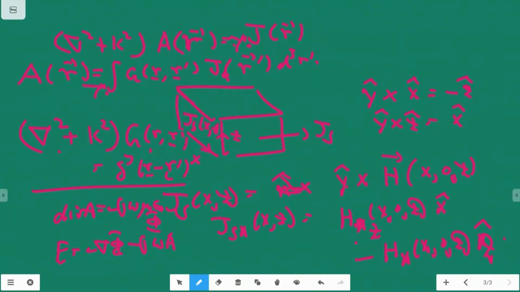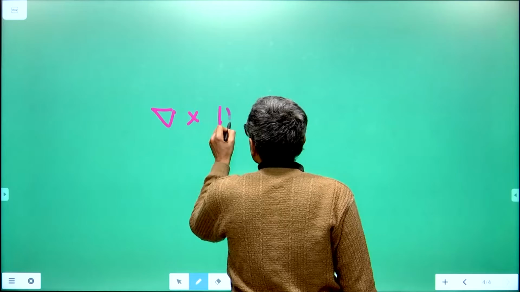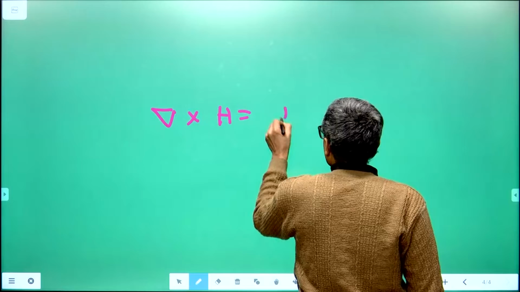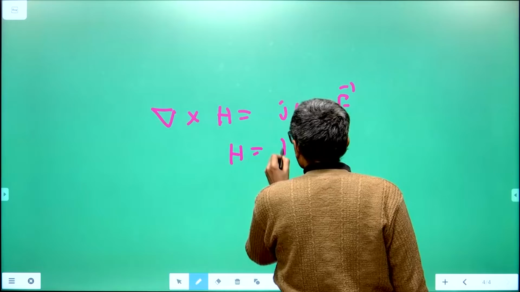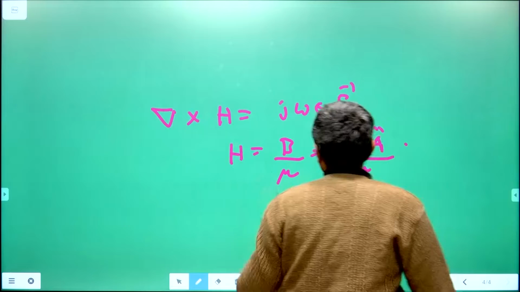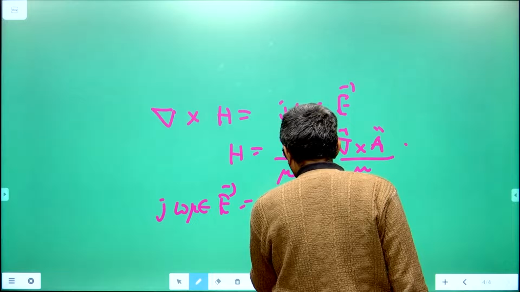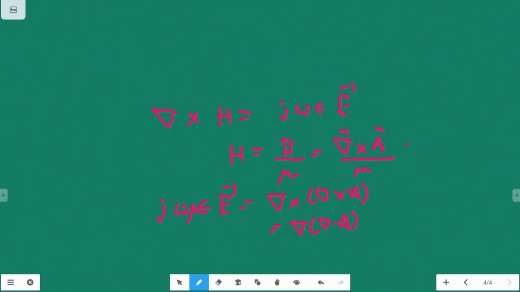Or else, you can use Maxwell's equation in the form del cross H is equal to j omega epsilon E, outside the region where there are any currents, and H is equal to B by mu, which is equal to del cross A by mu. If you substitute this into the equation, you get j omega epsilon E into mu is equal to del cross del cross A, which is equal to del dot A minus del square A. But A satisfies the Helmholtz equation away from the region where there are currents, so plus k square A. So, if you know A, you can get E using this formula very easily. It is the same as applying the Lorentz gauge condition.